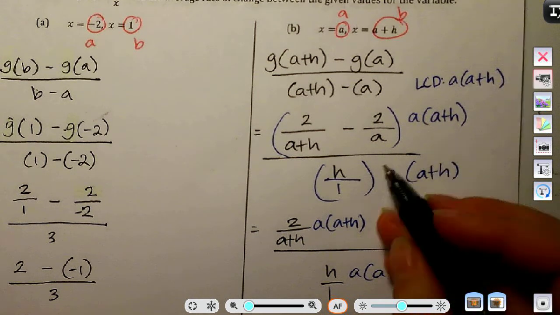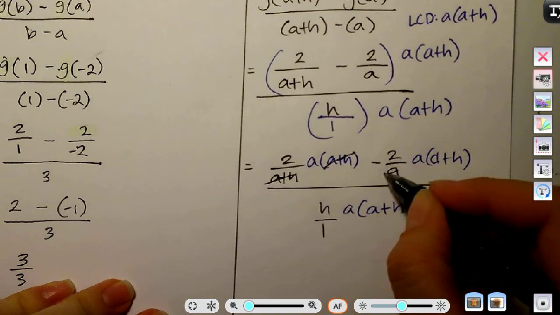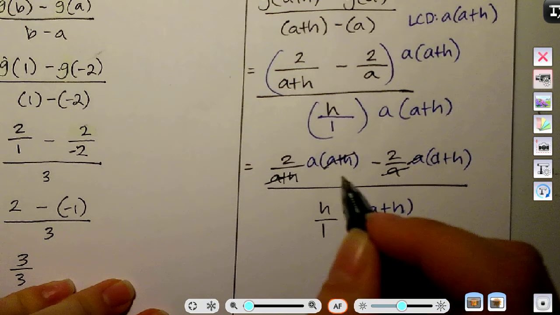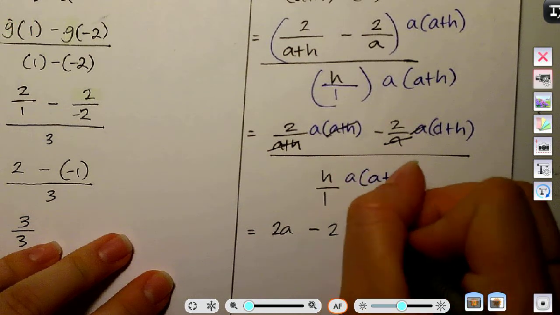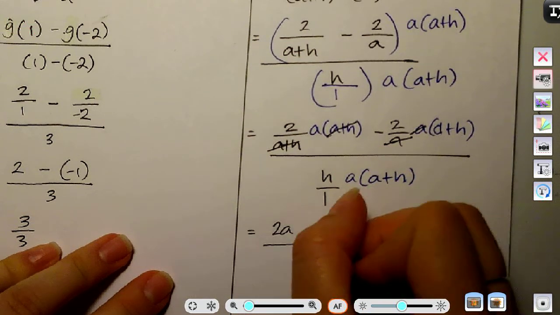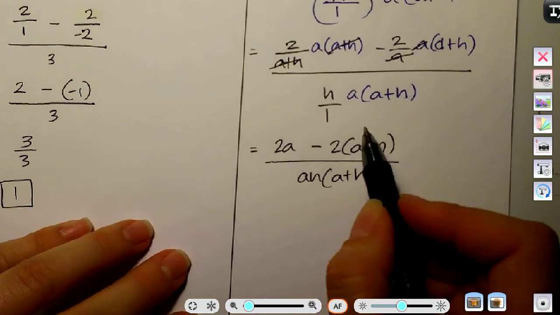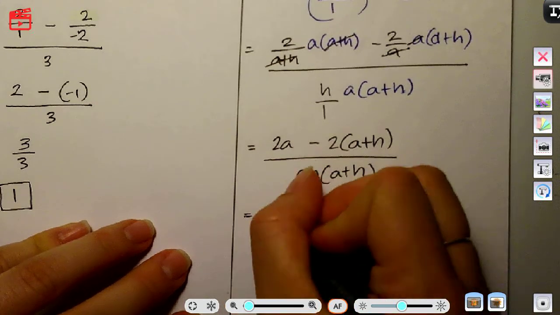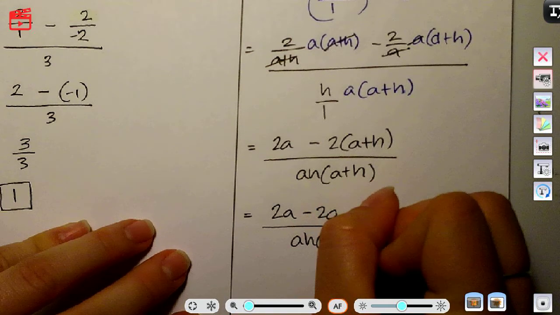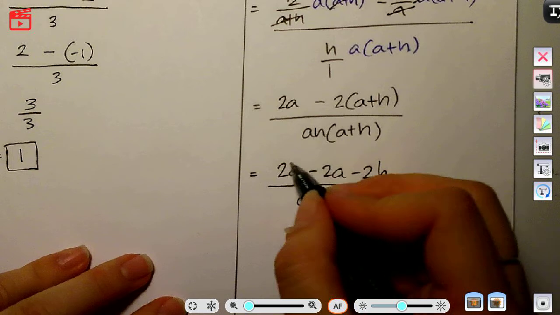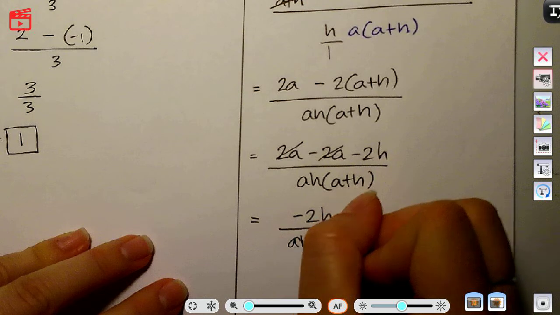Okay, and let's see what cancels. Do the mini fractions cancel? Well, that cancels with that. The a's cancel. Nothing cancels here, but it does look like our mini fractions have canceled, so we no longer have a complex fraction. Okay, let's go ahead and distribute that 2 into my problem there. So 2a minus 2a minus 2h all over ah times a plus h. And the two a's cancel each other out, so we're just left with negative 2h all over ah times a plus h.